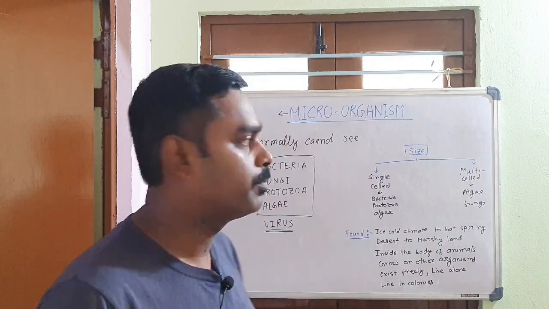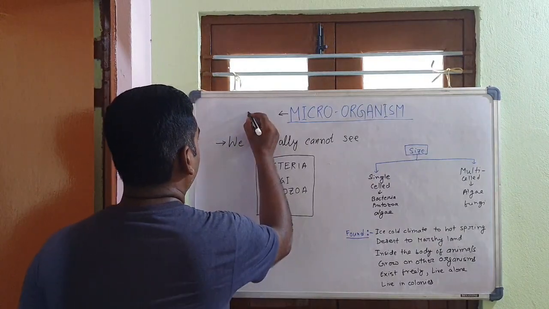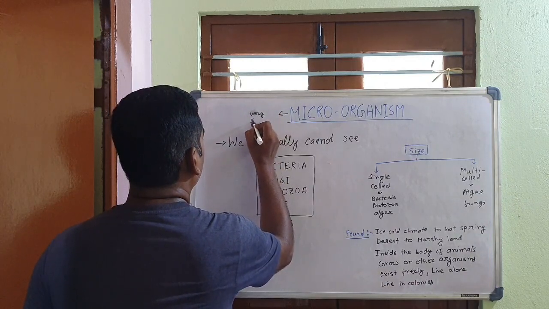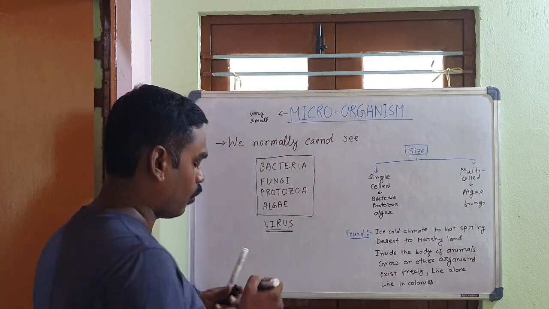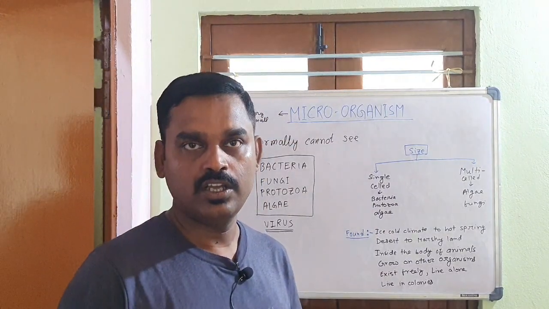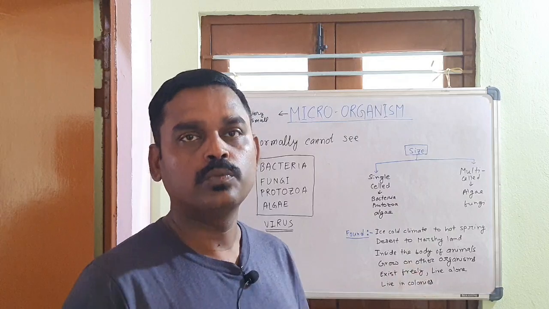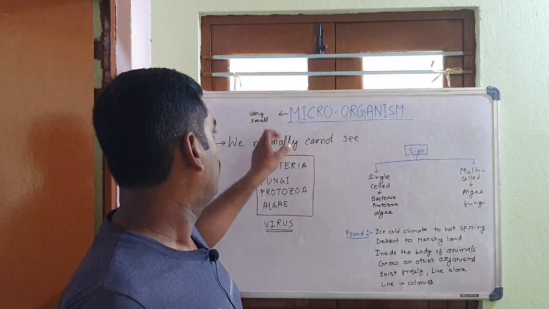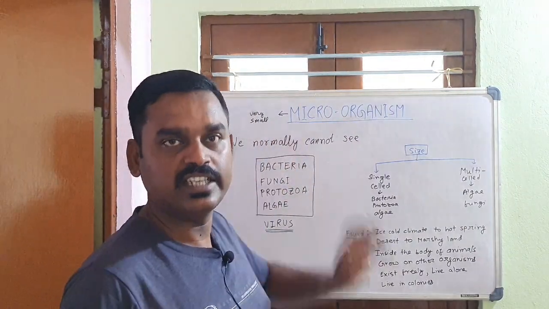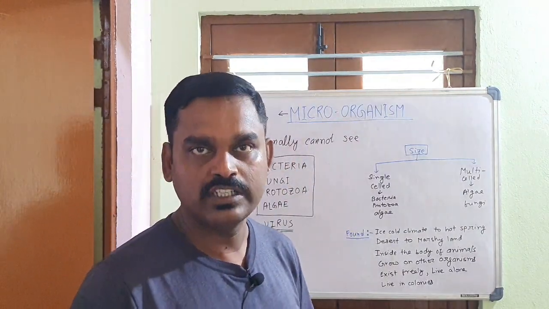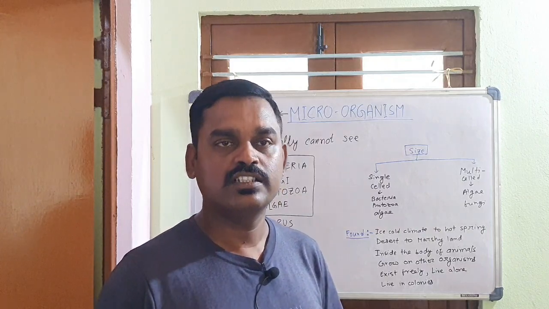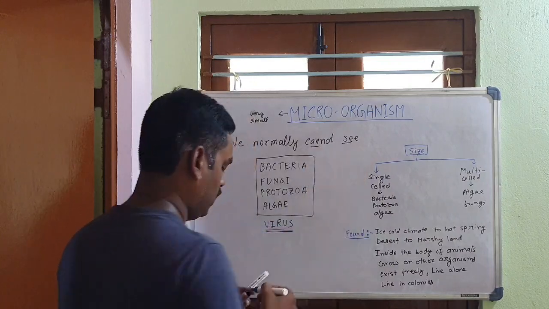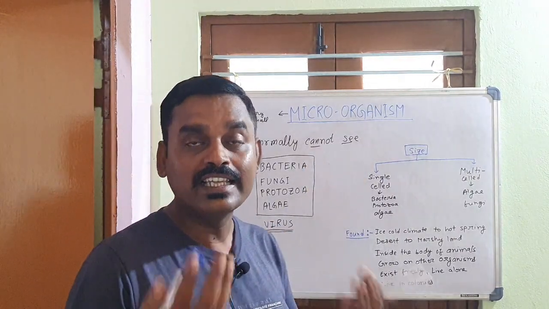Micro means very small. So if we write that micro means very small and organism means living things. So if we join the two parts of the name, that is microorganism, we get that very small living things can be termed as microorganism. So microorganisms are so small that we cannot see them normally. We cannot see the microorganism with our naked eyes.